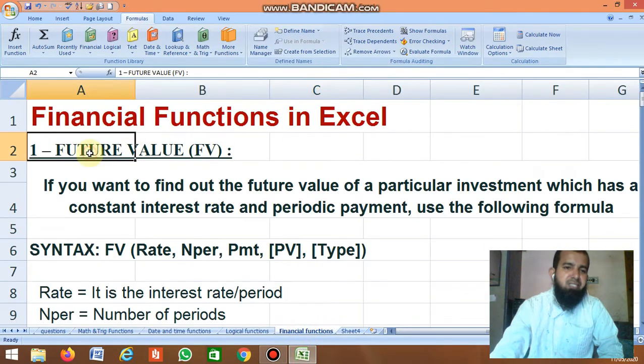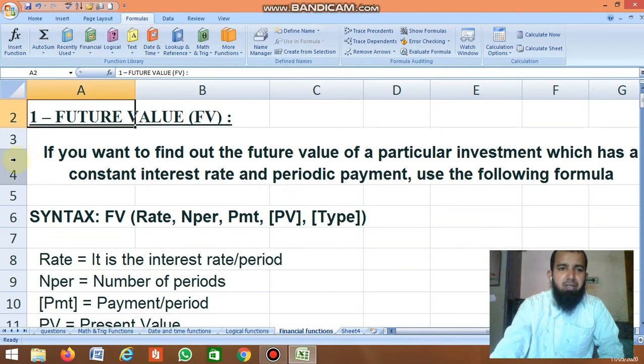Okay, first function is future function, future value. If you want to find out the future value of a particular investment which has a constant interest and periodic payment, use the following formula. If you want to know the future value, if you are paying this much amount per month for some 2 years, after 2 years, what is your total amount? What is the future value?